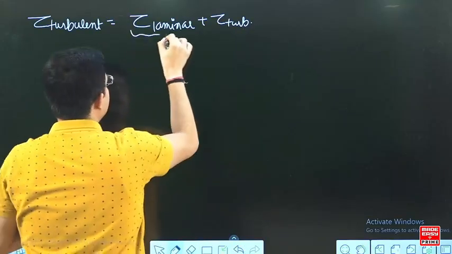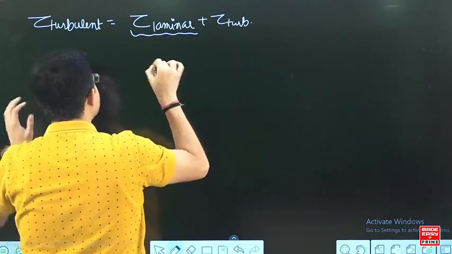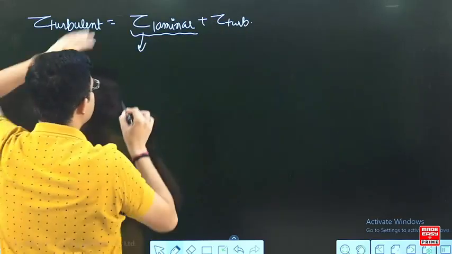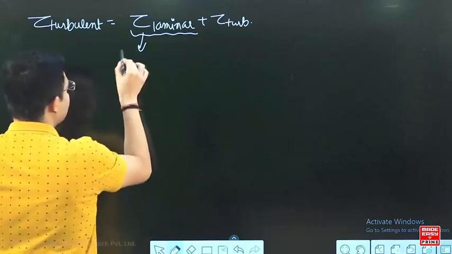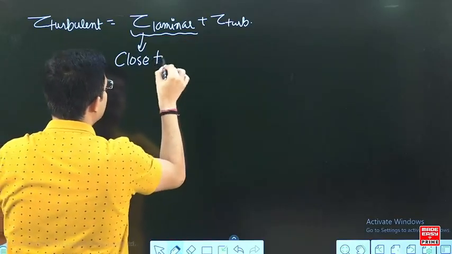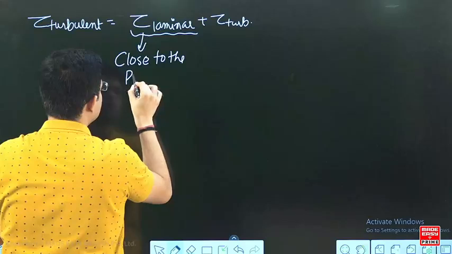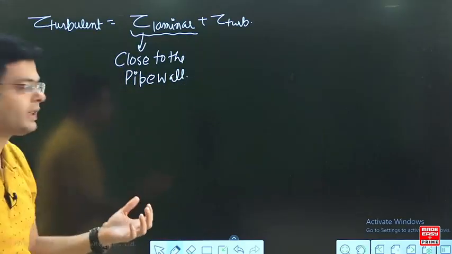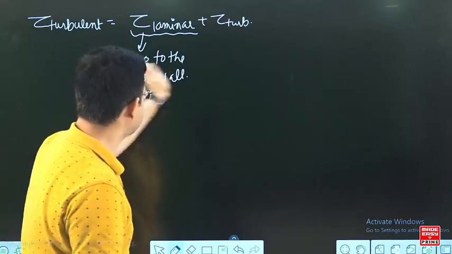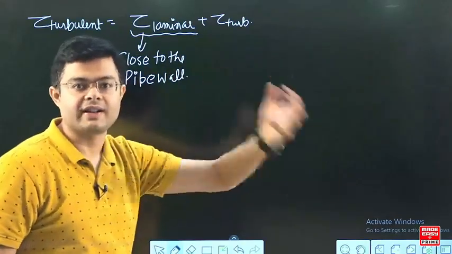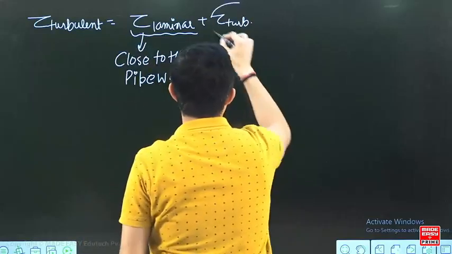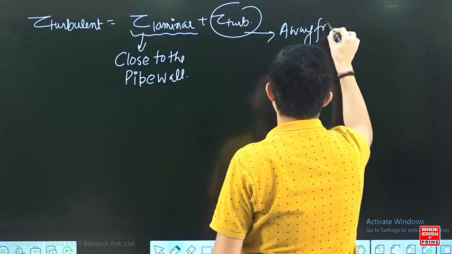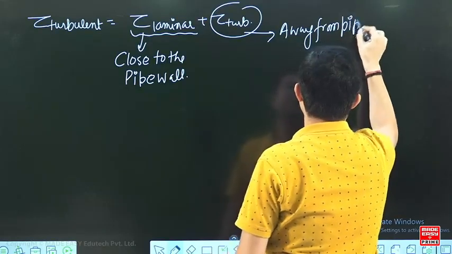Because everybody knows that there will be a laminar sublayer. So there will be some shear developed in the laminar zone also. This shear which is due to laminar, you are going to find close to the boundary, close to the pipe wall. At the moment we are studying with respect to pipe, also in turbulent flow. Close to the pipe wall, you are going to find shear stress laminar. But what about turbulent? Turbulent shear you are going to find away from the pipe wall.